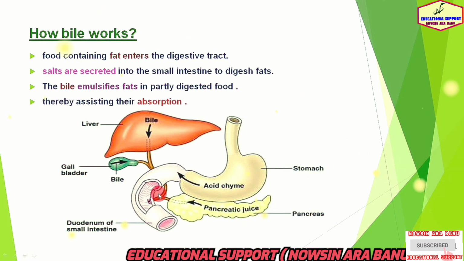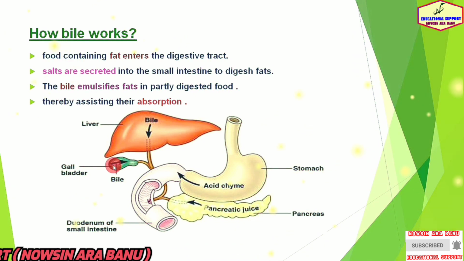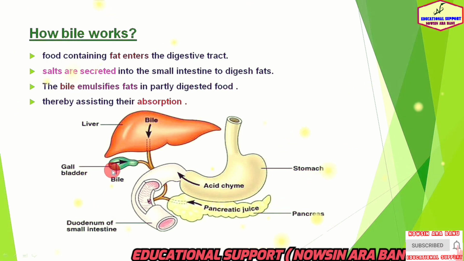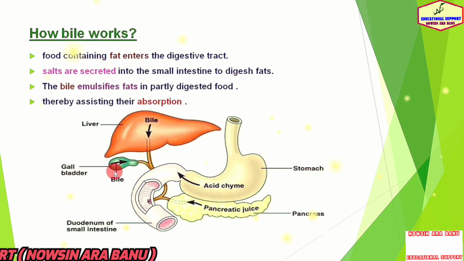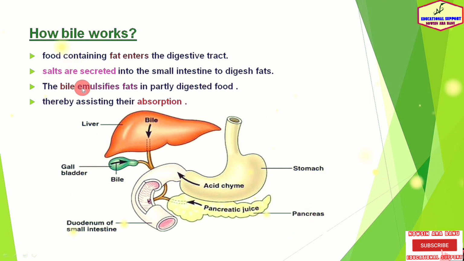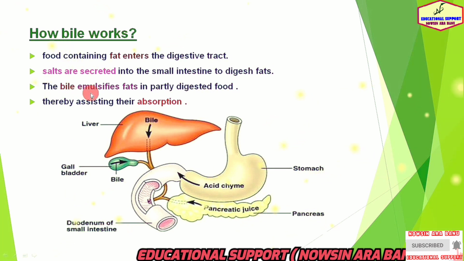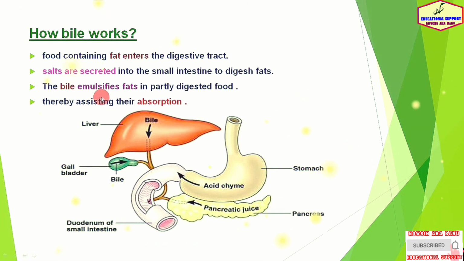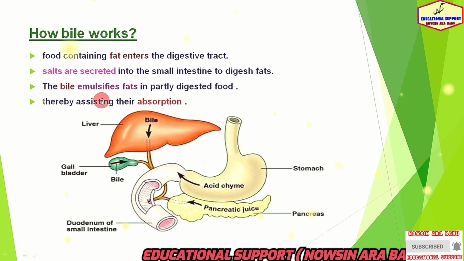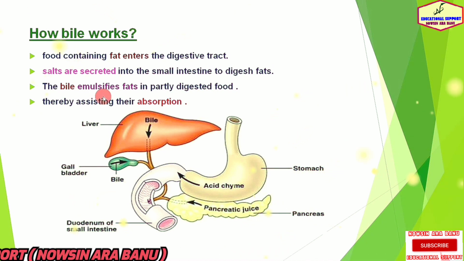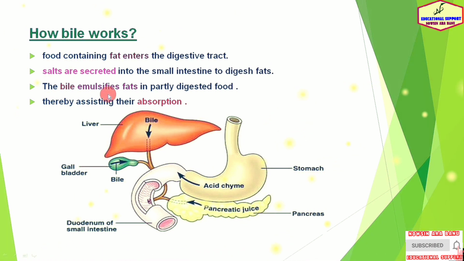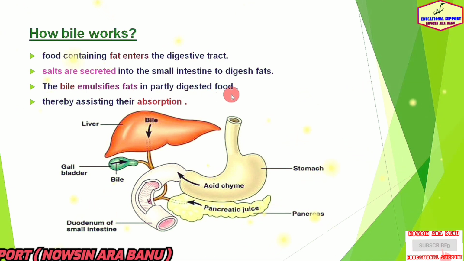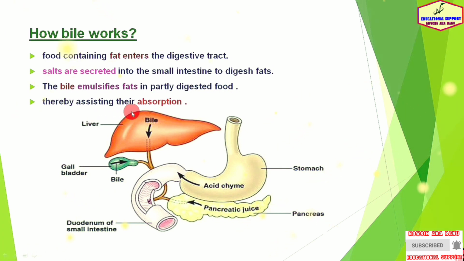Bile contains bile salts, pigments, cholesterol, and phospholipids. These salts are secreted into the small intestine to digest fats. Bile is an emulsifier, not an enzyme. So what is the function of an emulsifier? An emulsifier dissolves fat into the watery contents of the intestine. So the bile emulsifies fats in partly digested food, thereby assisting their absorption.